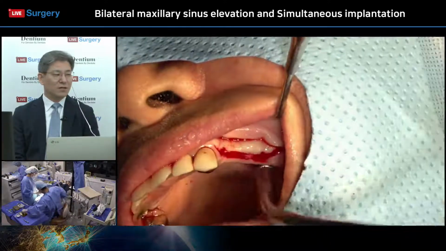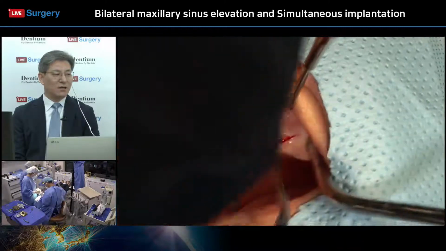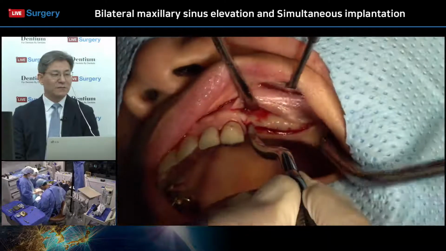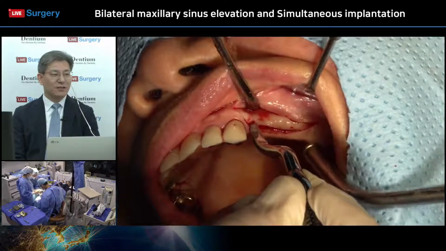Okay, so if you want to use, this is a ridge spreader. This one is a ridge spreader kit.